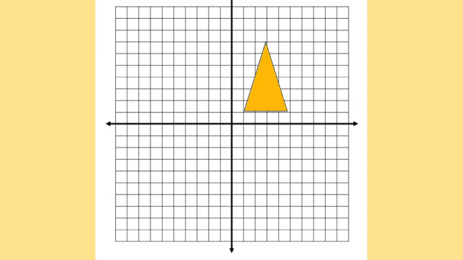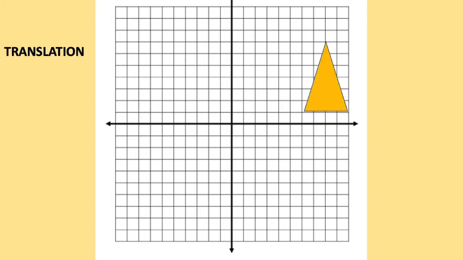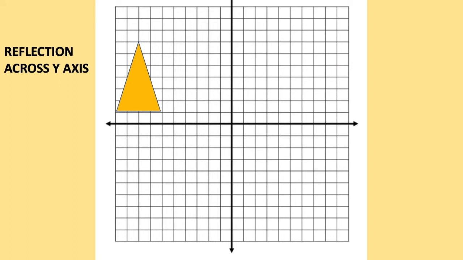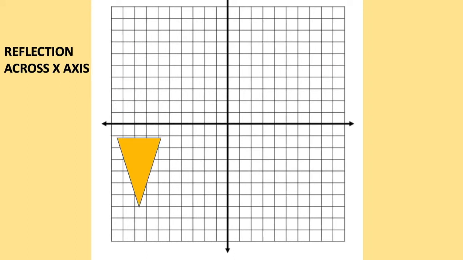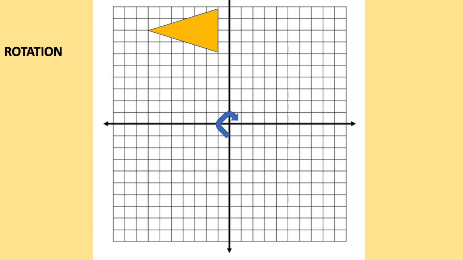Here's a triangle in a graph, and I'm going to perform each of the transformations on the triangle just to show you what I'm talking about, and then we'll talk about them each individually. So that was a translation, because the triangle moved across the graph. That was a reflection across the y-axis. That was a reflection across the x-axis. And that was a rotation 90 degrees clockwise around the origin.